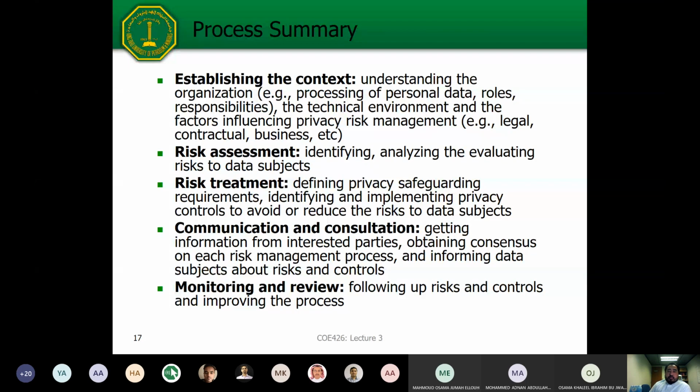And the last one is monitoring and review. Of course, this process has to be monitored and reviewed continuously, because again, it's not only before, not during, not after, but a combination of all, or at all stages.